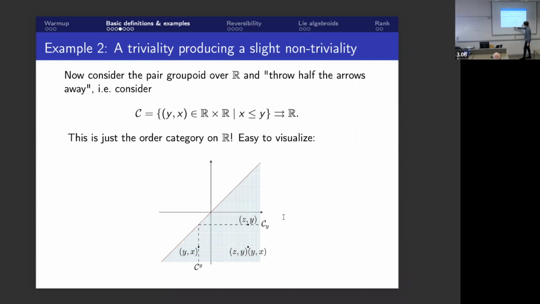Or alternatively, you can see the objects as the diagonal, right? These would precisely correspond to identity morphisms. And so you see why I'm saying we are throwing half of the arrows away, because if we were to have inversion, it would literally be reflection over the diagonal, right? And we're throwing half of them away. All right.